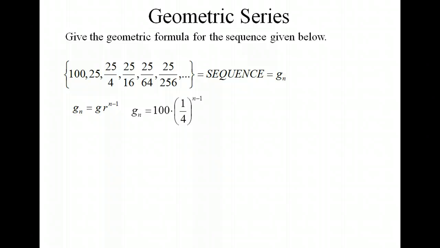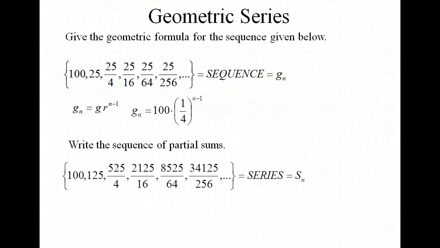Let's go ahead and look at our series for this particular sequence. So we're going to write out a list of our partial sums. The first term is 100. The sum of the first two terms is 125. The sum of the first three terms is 525 over 4. So that gives us our series.